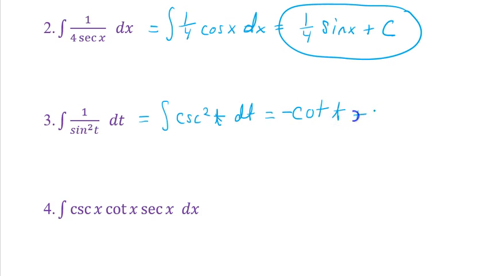Now, if you have your derivatives memorized, you probably memorized cotangent. The derivative of cotangent is negative cosecant squared. So you have to think about that. If this was positive and you're going backwards, you're going to need a negative in front of that to balance out that rule. So again, here is our answer, negative cotangent t plus c.